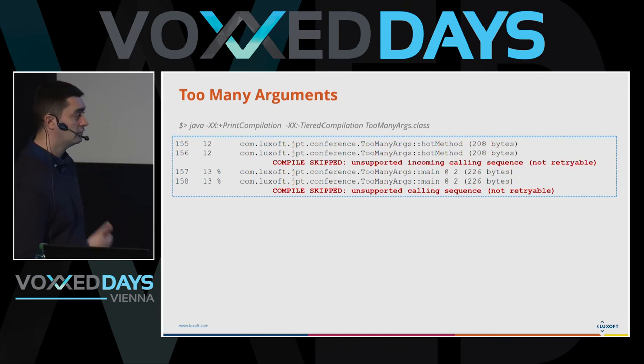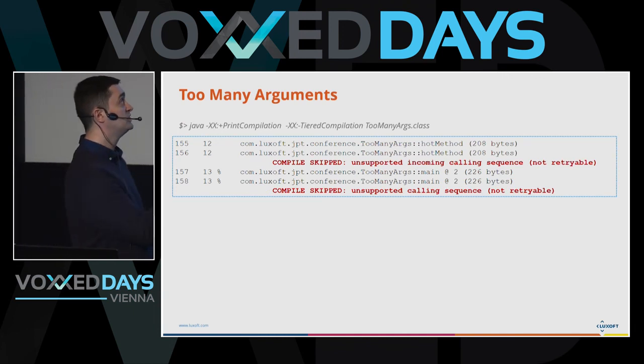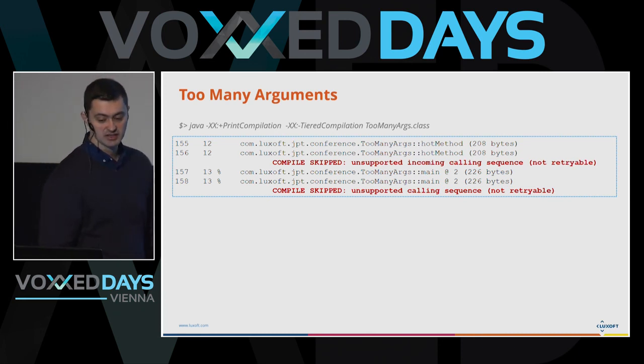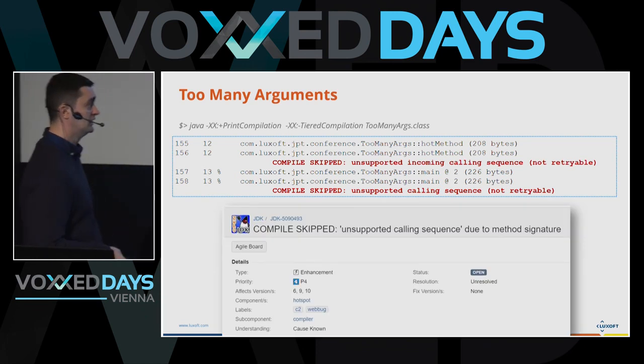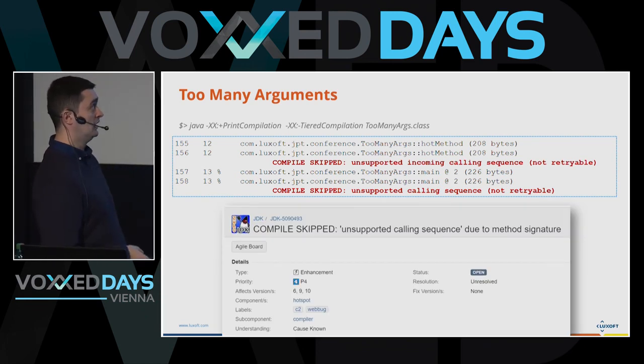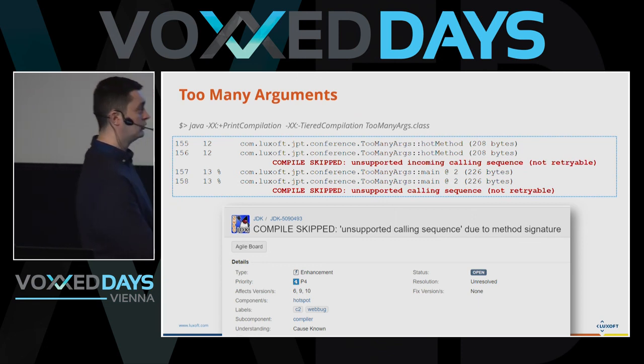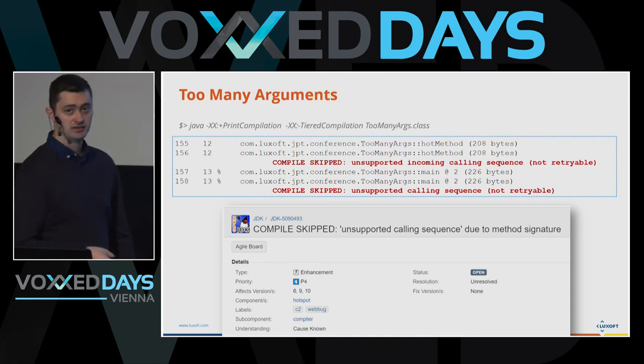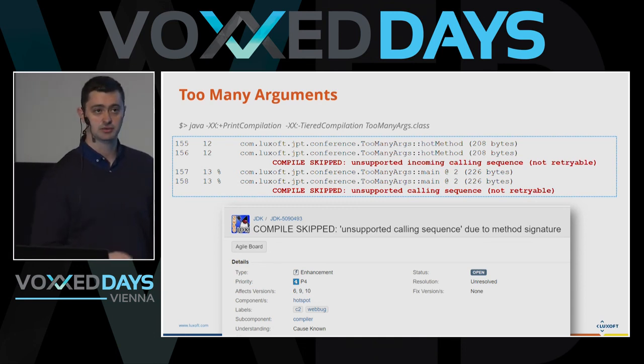In this case, if we compile, the just-in-time compiler prints this kind of warning saying unsupported incoming calling sequence, or unsupported calling sequence. If we search on the web, there is also a task for the OpenJDK. It's still open. I think it's been there since the very early version, the sixth one. It's moved towards 10, so probably there is a rumored improvement on their side in regards to these methods.